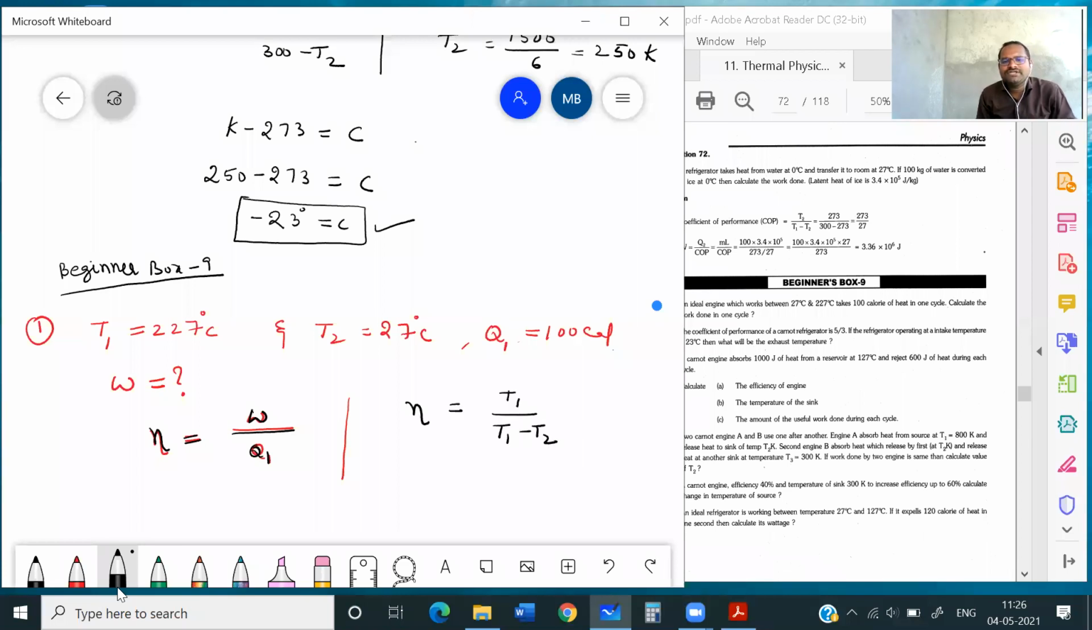This is for heat engine, not for refrigerator. Okay, clear? We know that. Then calculate. You'll get eta is equal to... First, before calculating, one thing you need to do is write all the temperatures in terms of Kelvin.